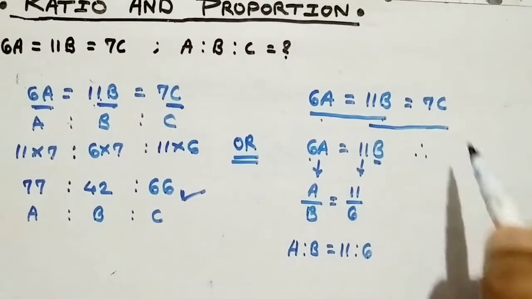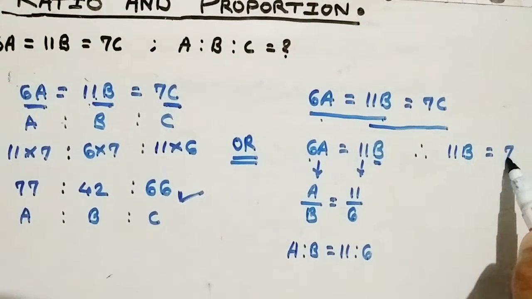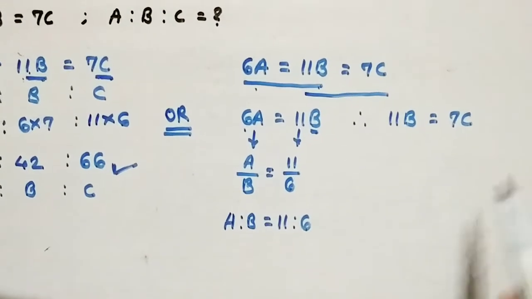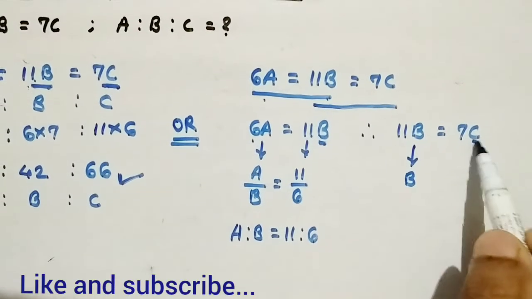Then these two terms, that is 11b is equal to 7c. So firstly b as it is, c.